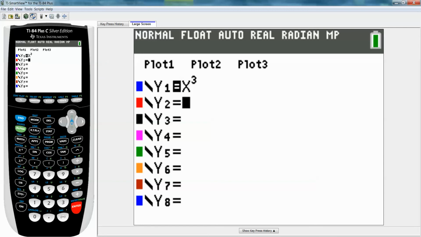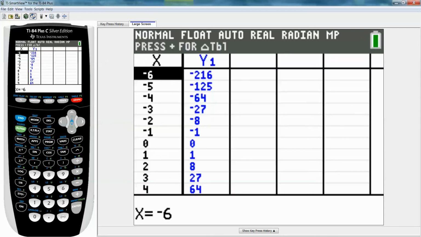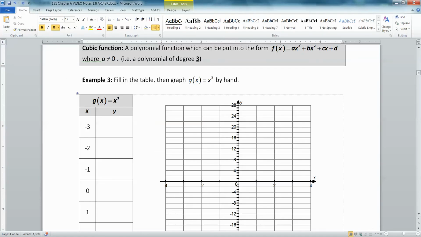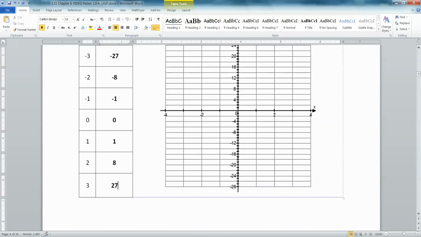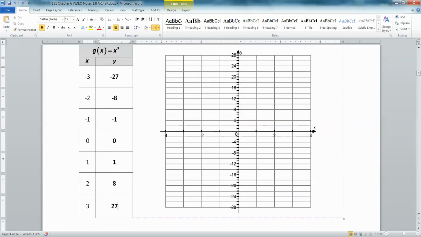Enter. All right, so now when I go to the table, because it's cubed, it's not going to work out quite that way, because negative numbers are going to give you negative answers and so on. Okay, so I think the table starts at negative 3, so that goes to negative 27. And this goes to negative 8, negative 1, 0, 1, 8, 27. So we've got those points, and now we're going to plot them on the graph.